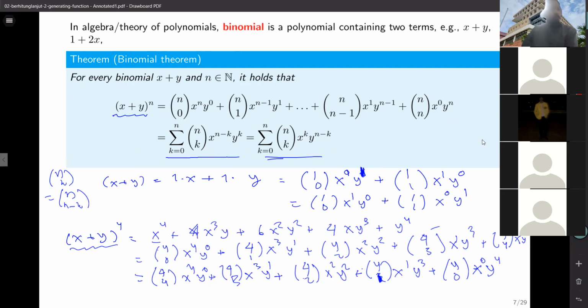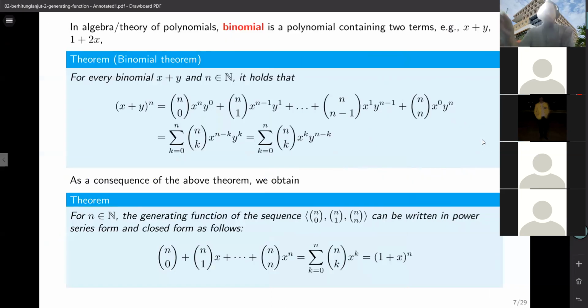Now with this theorem we could get this. So if the sequence is this, then the generating function is this, or in the closed form it will be this.